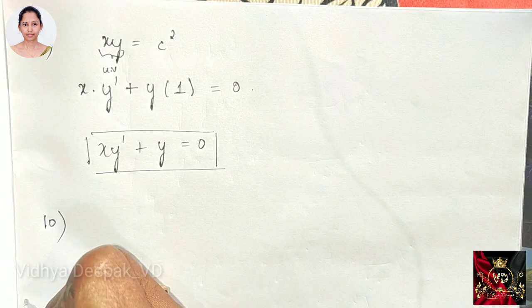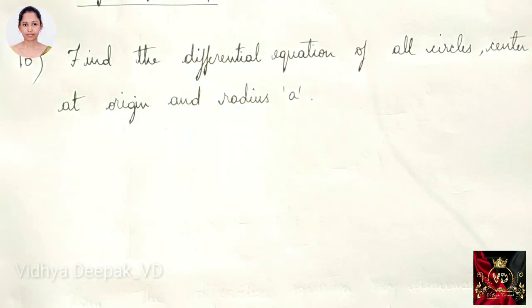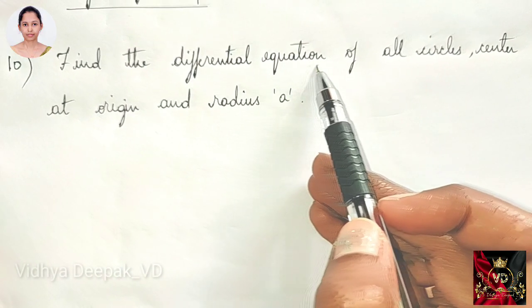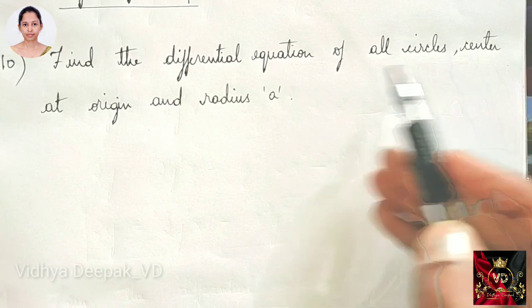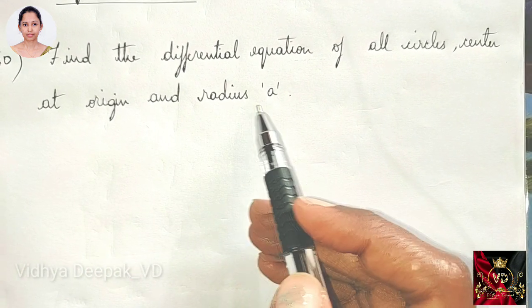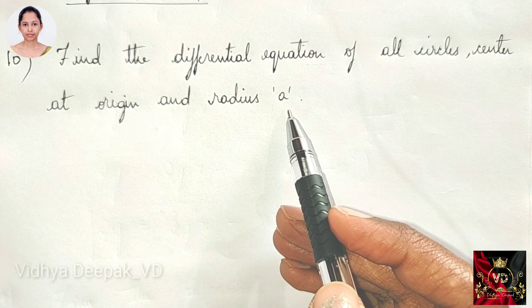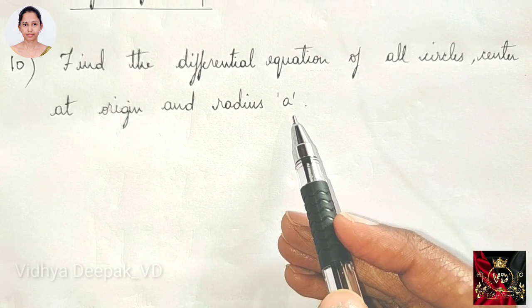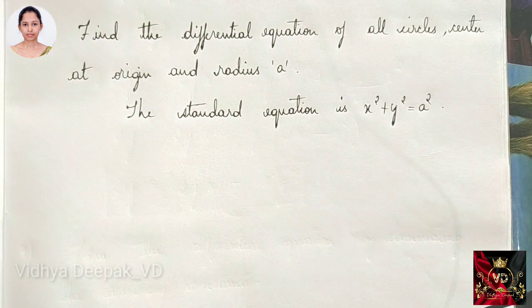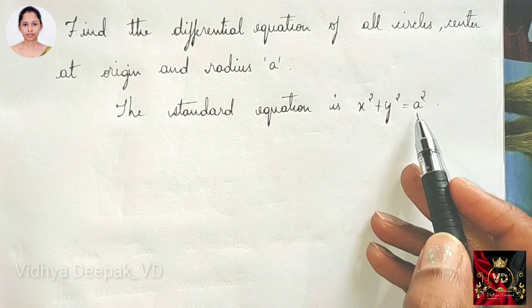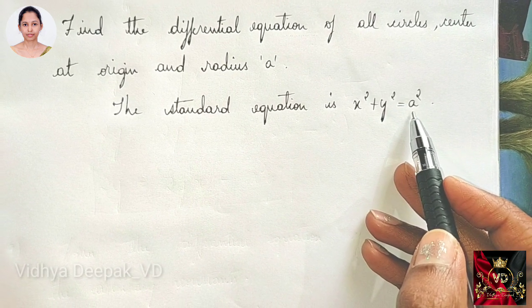Okay, so let's get into the next question. Our question is find the differential equation of all circles, center at origin and radius a. So here the equation is not given directly. So your equation has to be formed. So what is the equation? x square plus y square is equal to a square. So here you can see your arbitrary constant is a.